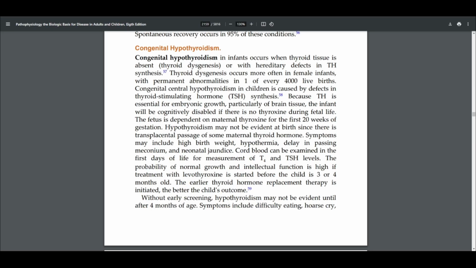Hypothyroidism may not be evident at birth, since there is transplacental passage of some maternal thyroid hormone. Symptoms may include high birth weight, hypothermia, delay in passing meconium, and neonatal jaundice. Cord blood can be examined in the first days of life for measurement of T4 and TSH levels. The probability of normal growth and intellectual function is high if treatment with Synthroid or levothyroxine is started before the child is 3 or 4 months old. The earlier thyroid hormone replacement therapy is initiated, the better the child's outcome.